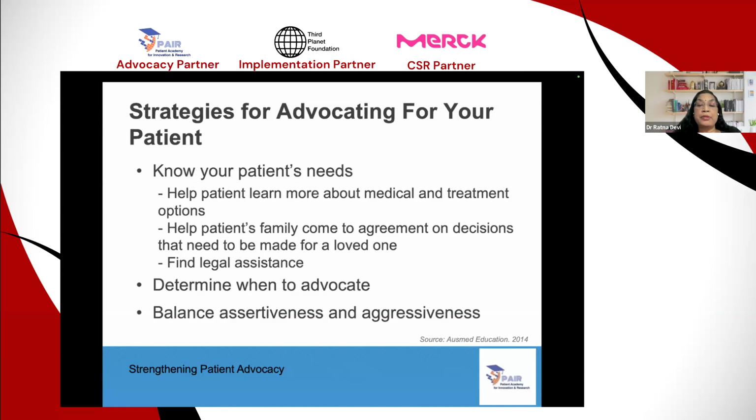We also need to help the patient's family come to an agreement on decisions that need to be made for a loved one. And sometimes one has to find legal assistance, especially if you do not have medical cover, or you would like to find the options available to manage your financial situation to be able to cover your medical costs. And then one should also determine when to advocate.